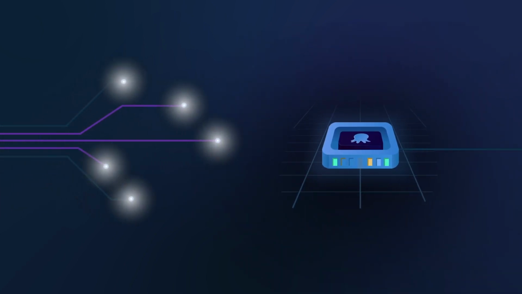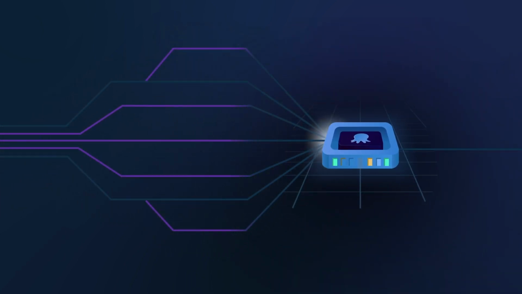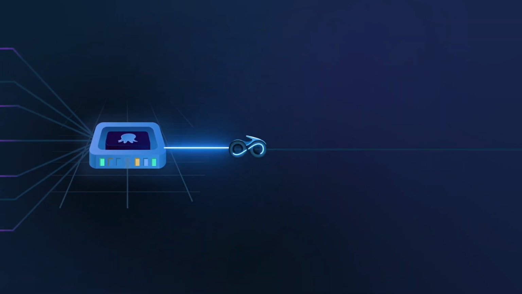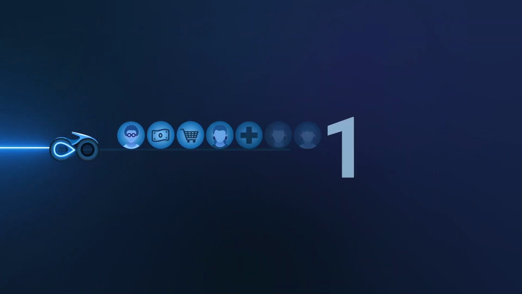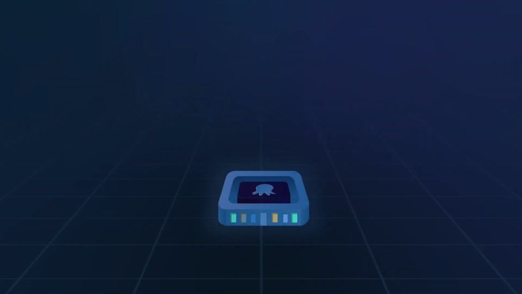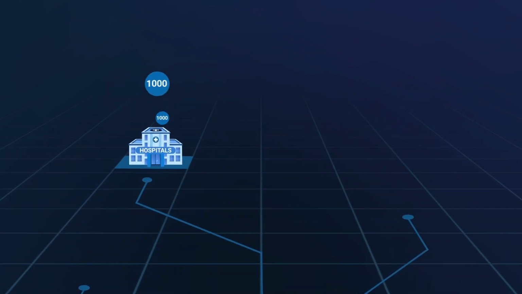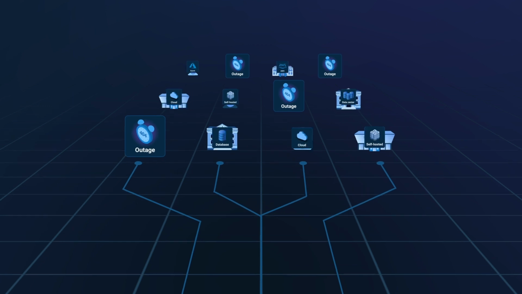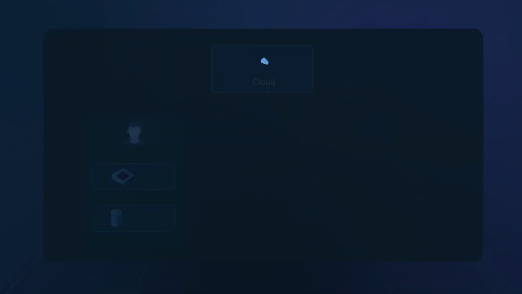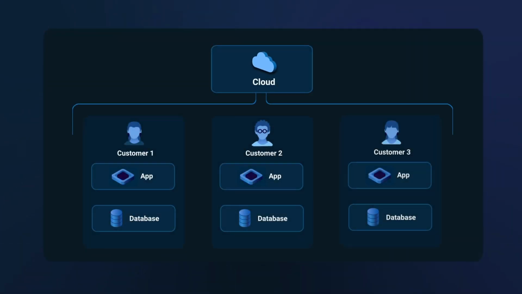Octopus Deploy makes complex tenanted deployments easier. You can deliver software to some or all of your tenants with one deployment process and scale quickly, reliably, and securely. Octopus can help whether you're deploying to thousands of retail stores, bank branches, or hospitals, each with their own outage window and technology requirements, or managing customer-specific instances of SaaS platforms.